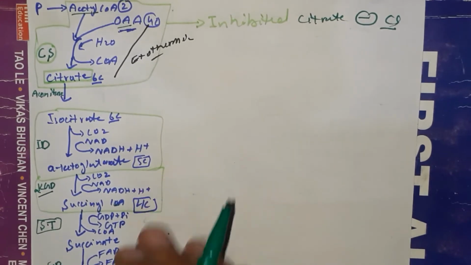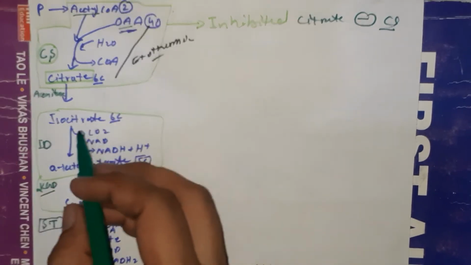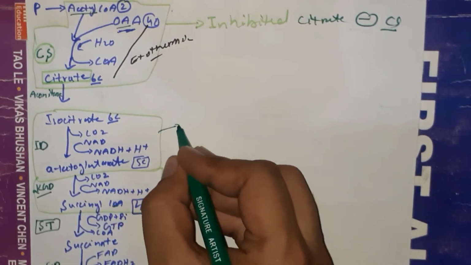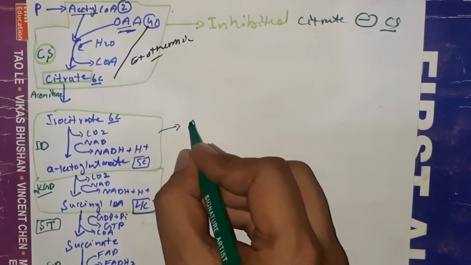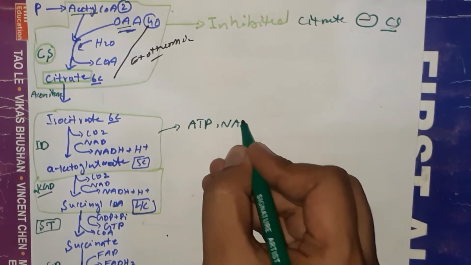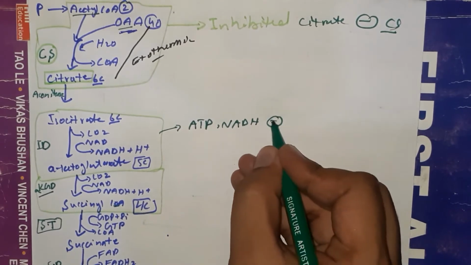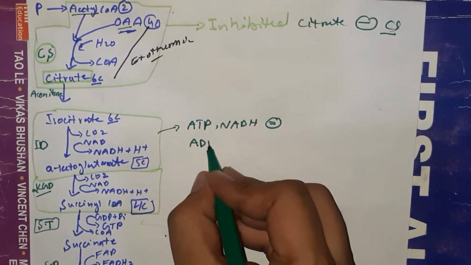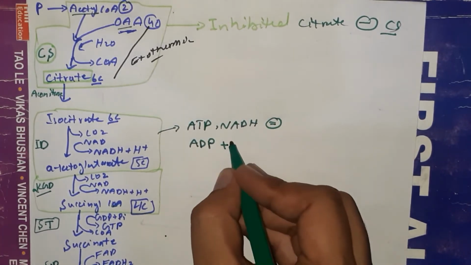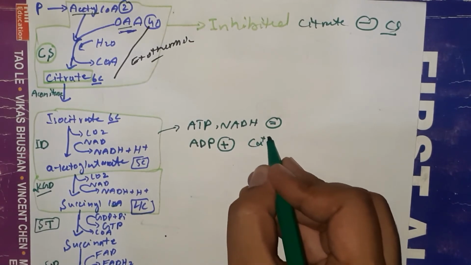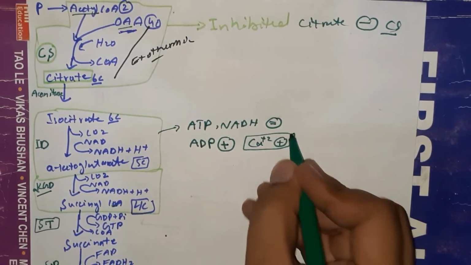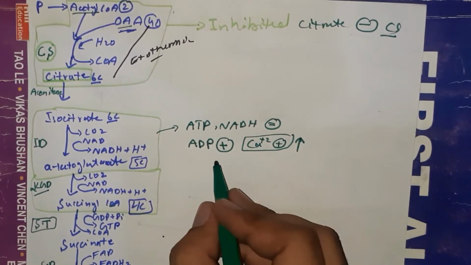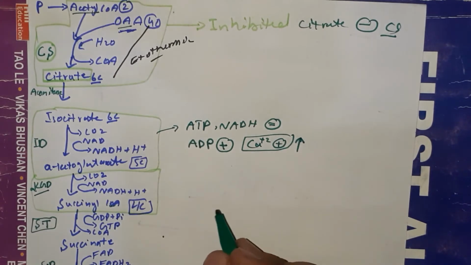And next, it is regulated at this step, the conversion of isocitrate to alpha ketoglutarate, and it is regulated by energy signals. High energy signals such as ATP and NADH inhibit this reaction and decrease the rate of the TCA cycle, while low energy signals such as ADP stimulate this reaction. Similarly, calcium also stimulates this reaction. Calcium is released during skeletal muscle contraction. During skeletal muscle contraction, there is an elevated level of calcium in the cell, and this elevated level of calcium stimulates this reaction in the forward direction also.